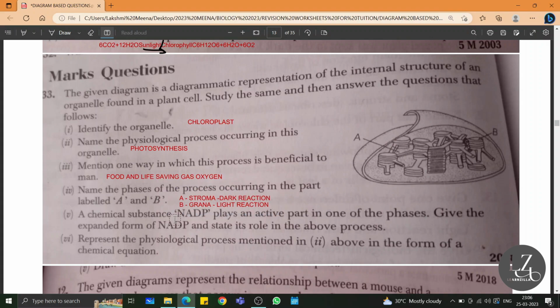A chemical substance NADP plays an active part in one of the phases. Give the expanded form of NADP and state its role in the above process. NADP stands for nicotinamide adenine dinucleotide phosphate. In your class 10 biology textbook, you have at least 20 plus such abbreviations. Okay, so we have a separate video on abbreviations.